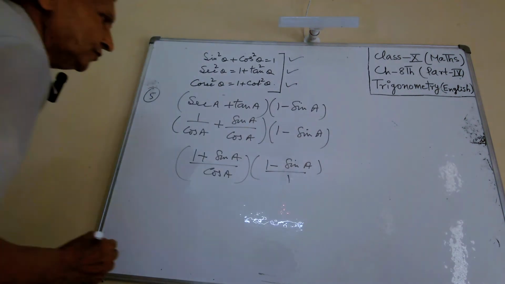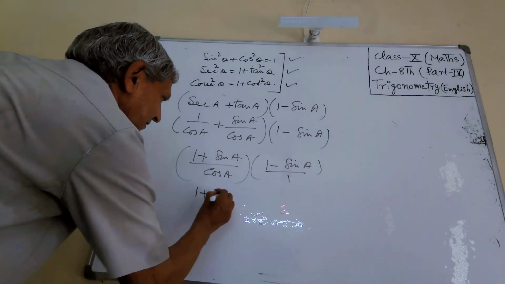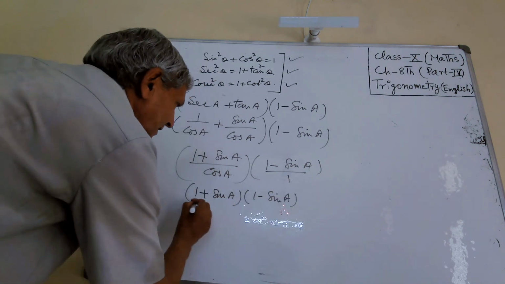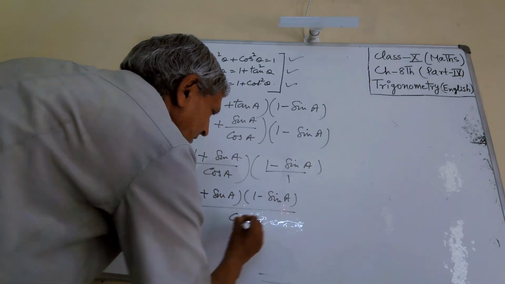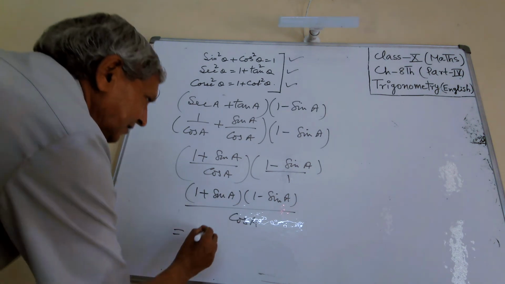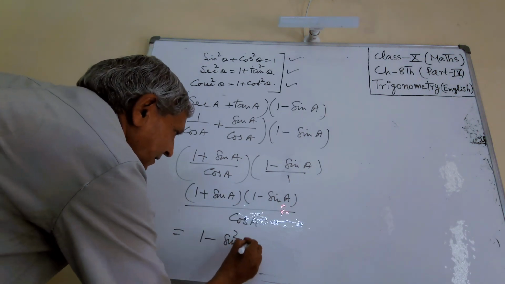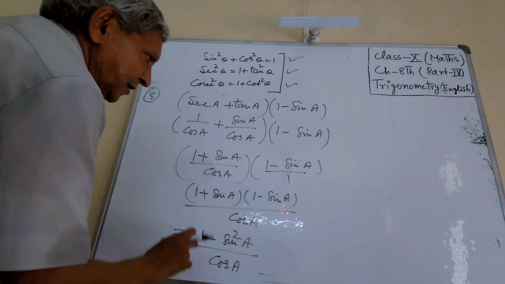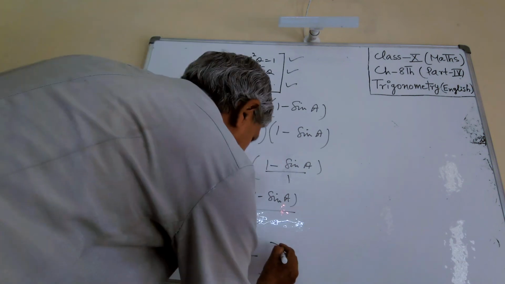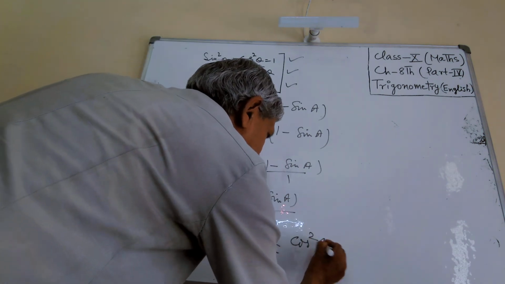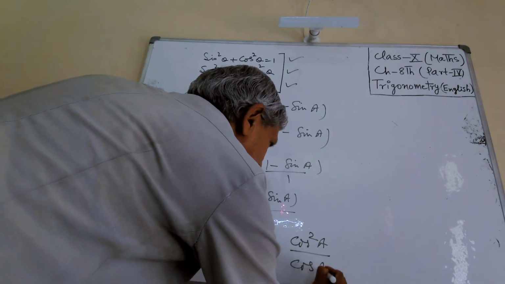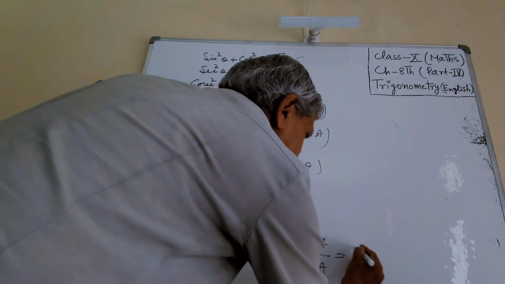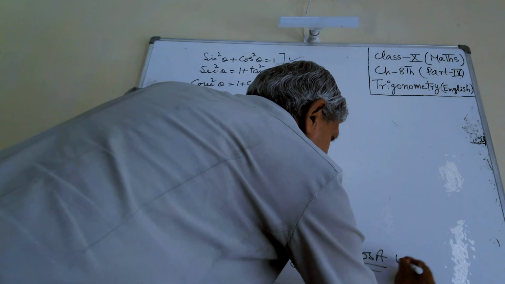Here, now multiply 1 plus sine A by 1 minus sine A, write it again upon cos A. Here, 1 plus sine A, 1 minus sine A gives 1 minus sine square A upon cos A. A plus B, A minus B, 1 minus sine square A, and 1 minus sine square A is equal to cos square A. And here cos square A in numerator, cos A in denominator, this is cos A. This is the answer of this question.